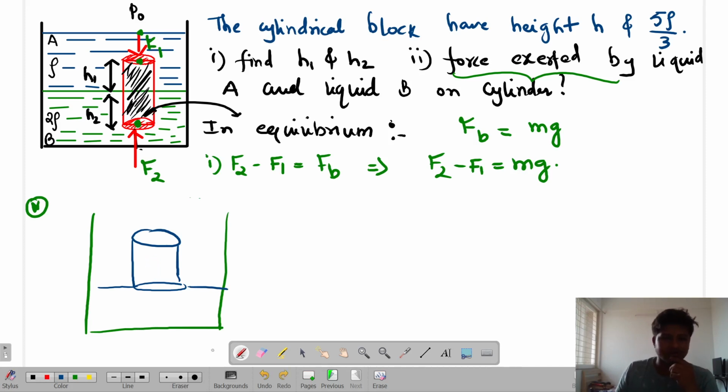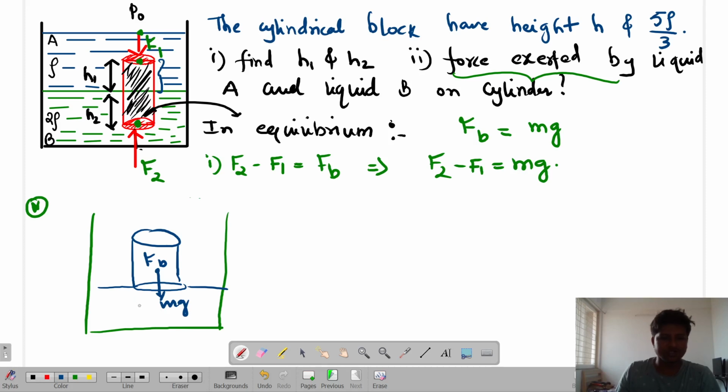Sorry. You see that for this block, it is just like a sinking body in this particular liquid or not. But for body B, it is a floating body, isn't it? So which one is bigger? mg is bigger than buoyancy for this part.